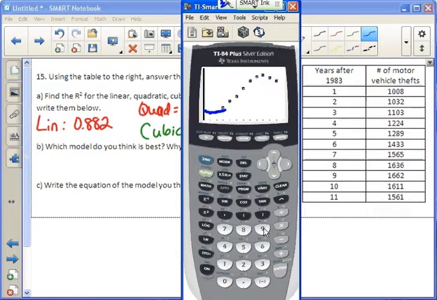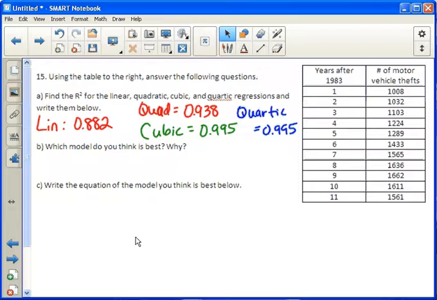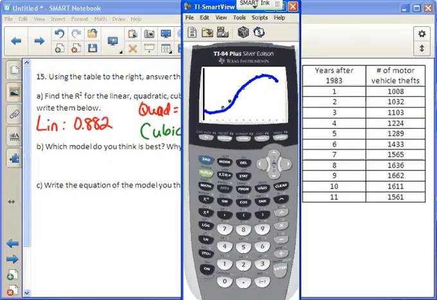You just need to explain why, and you can say because it fits the data best, because the r squared is the closest to 1. Because that's what you're going for. The closer r squared is to 1, the better it is. And then write the equation of the model you think is best below. So I'll just go back and pull up the cubic one again. Stat, Calc, cubic is 6.